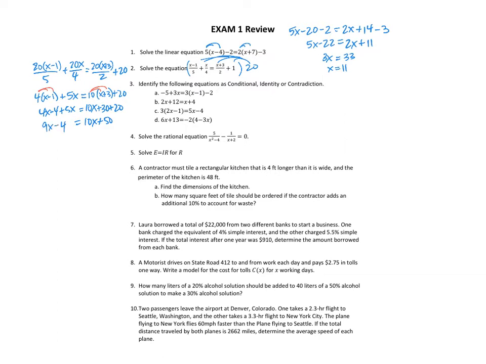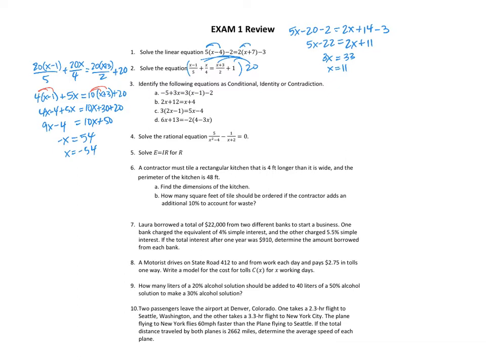And then I can just subtract the 10x over and add the 4. And I will get negative x is equal to 50 plus 4 is 54. So I get x is equal to negative 54 on number 2.